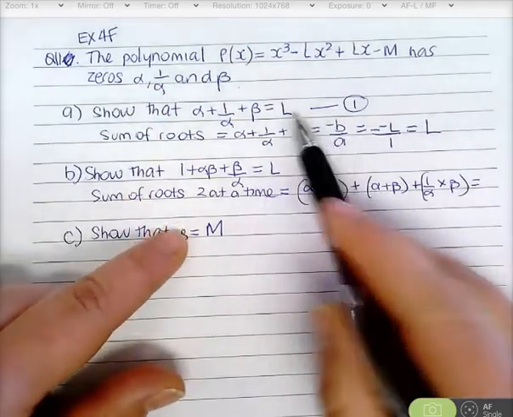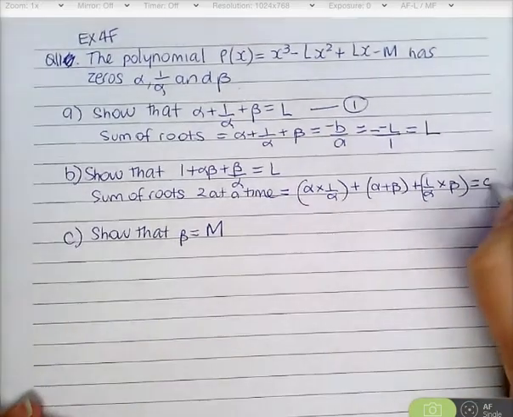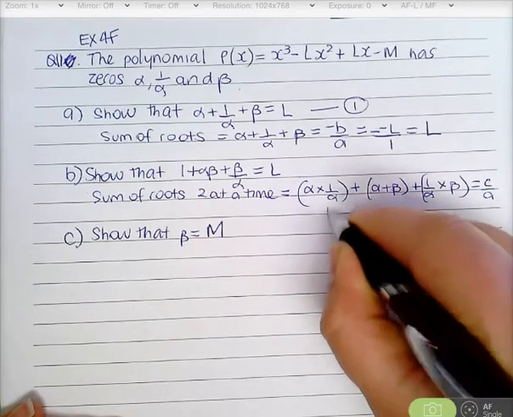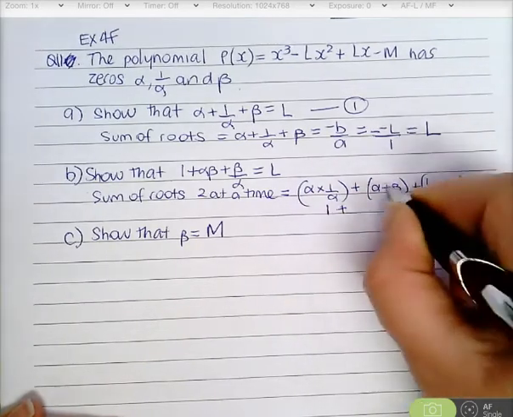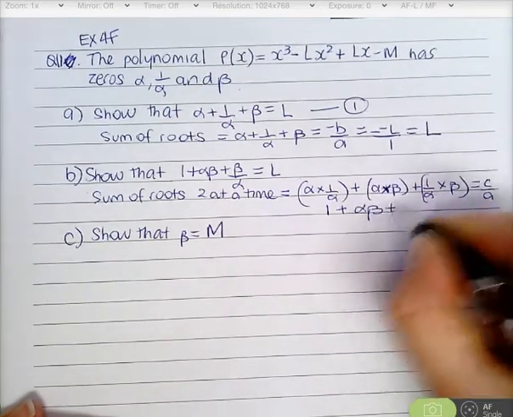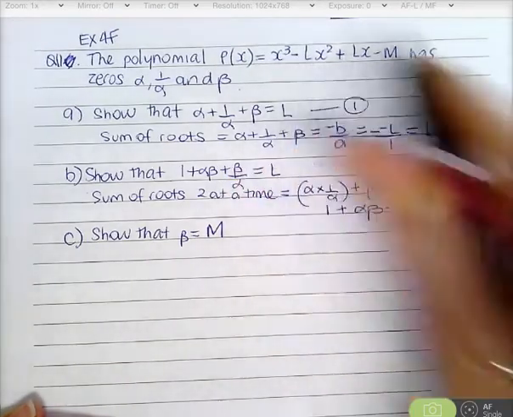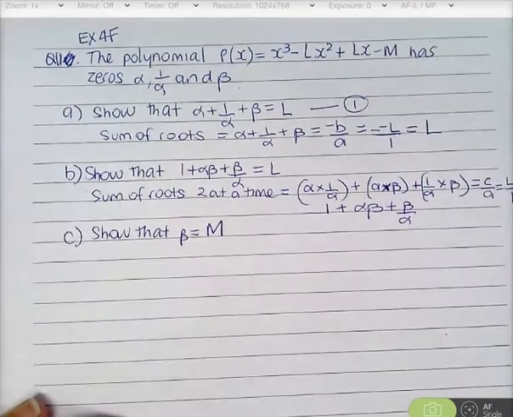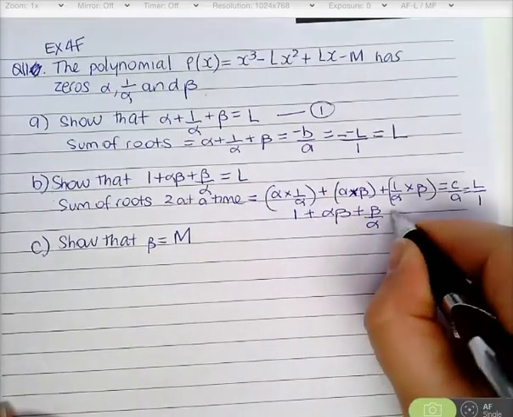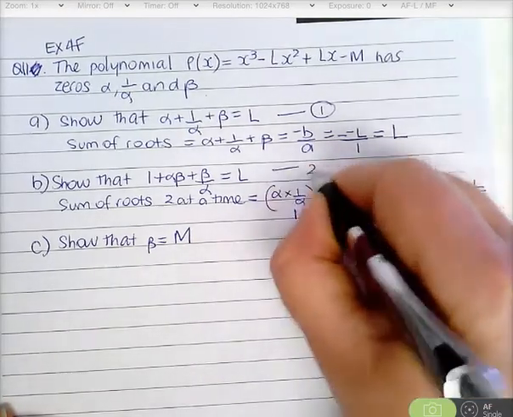So sum of roots 1 at a time is minus b on a, sum of roots 2 at a time is c on a. Now, if we simplify that, alpha times 1 on alpha, the alphas cancel and you get 1 plus, sorry, that's meant to be a multiply symbol. Alpha times beta is alpha beta, plus 1 on alpha times beta is beta on alpha. Now, C on A, we've got A, B, C. C is L and A is 1. So therefore, 1 plus alpha times beta plus beta over alpha is L on 1, which happens to be L. I'm going to just call that equation 2.